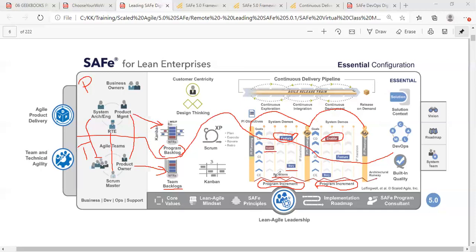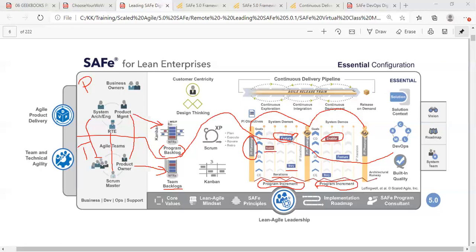Now the next question is, what is the first ceremony for a sprint or iteration? The first ceremony for an iteration or sprint is sprint planning, isn't it? Sprint planning or iteration planning meeting. Similarly, what is the first ceremony for a PI? It is called PI planning. And this is what you need to understand, that PI planning is one of the most important events of SAFe. It is the heart and soul of SAFe. It's very important for you to understand this.